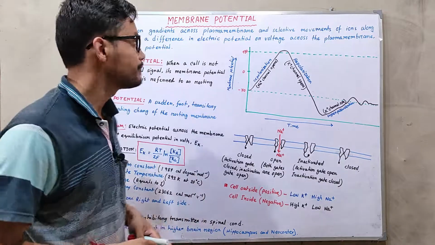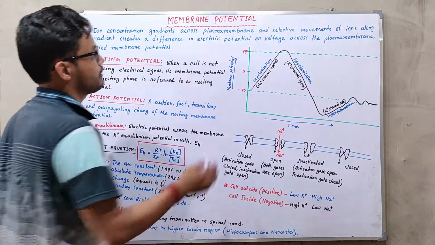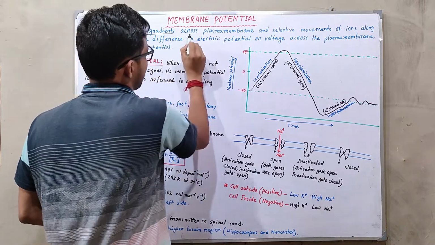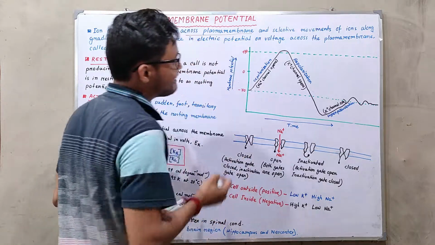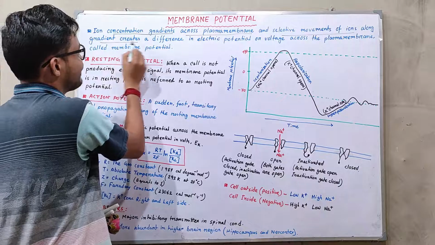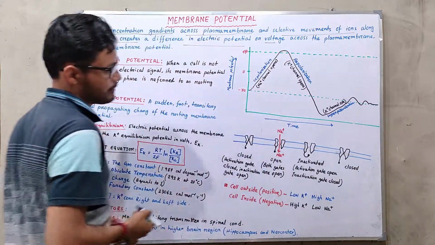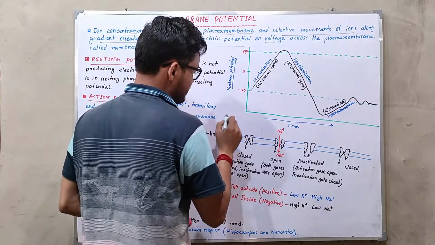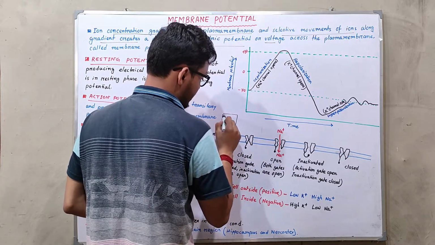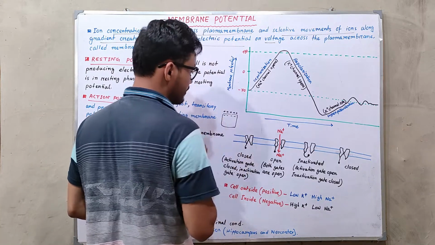First, as you all know, there are ion concentration gradients across the plasma membrane. The concentration gradient of the ions across the plasma membrane and selective movements of some ions along with the gradient create a difference in electric potential or voltage across the plasma membrane. So what it means is, if this is a cell, there is a potential difference between the outside and inside of the cell.